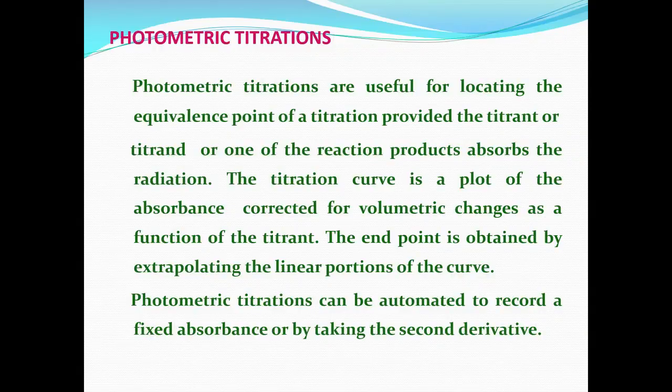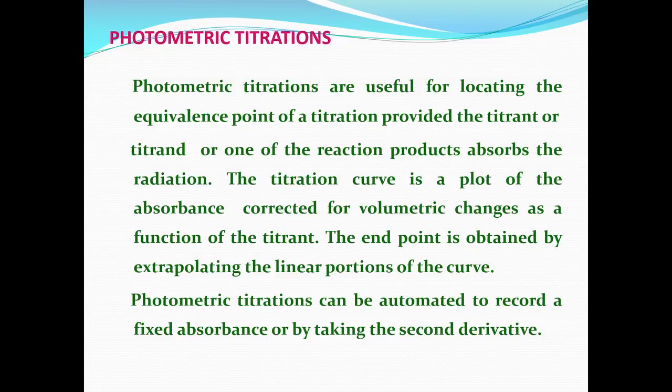So, basically photometric titrations are useful for locating the equivalence point of a titration, provided the titrant or the titrand or one of the reaction products absorbs the radiation. This is very important now. In most of the spectrophotometric titrations, either there should be color formation or there should be color disappearance. If any one of these are not there, then there is no case for a photometric titration.